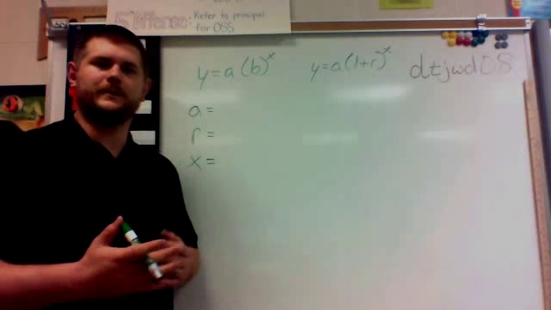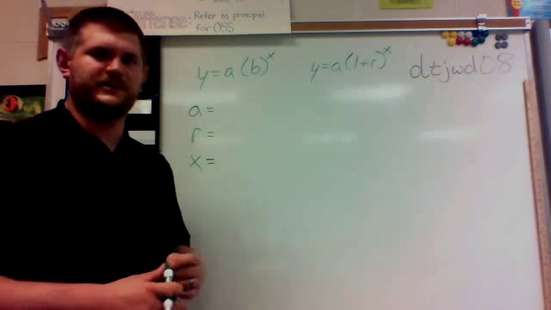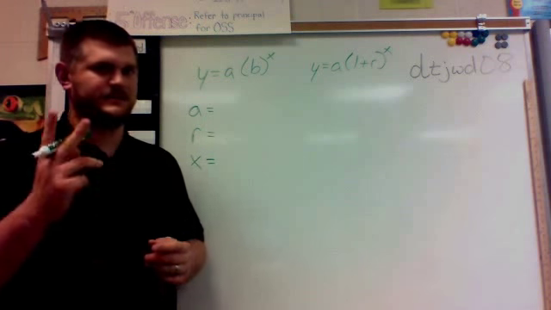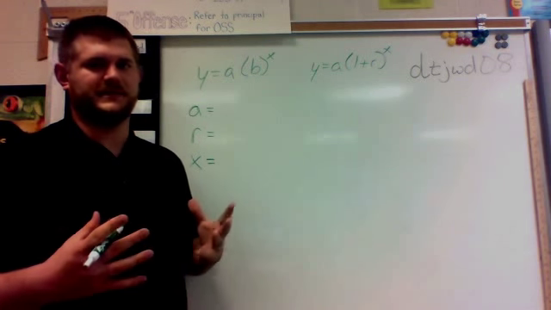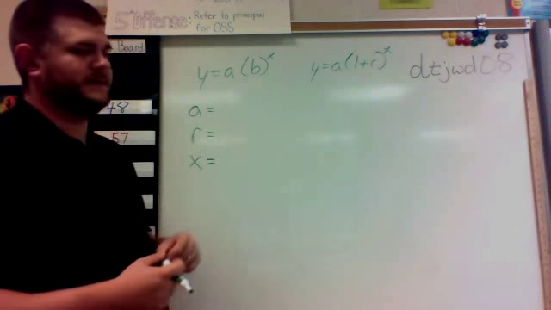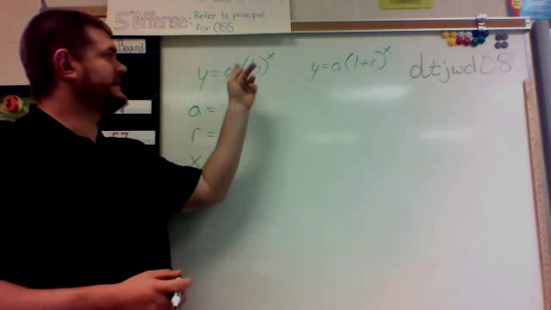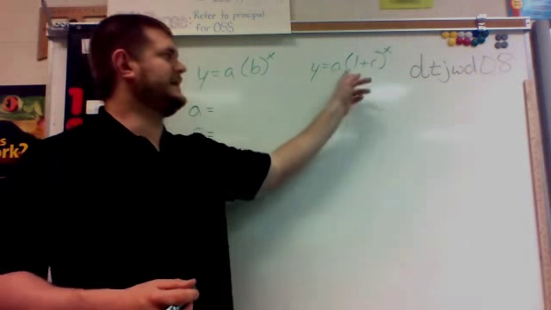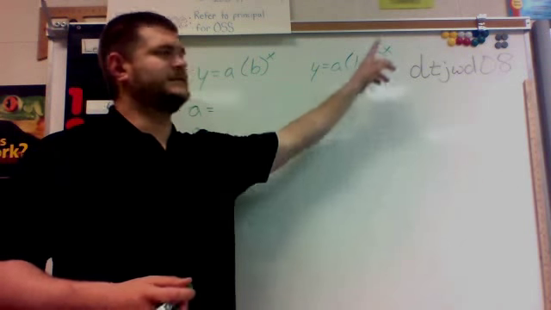All right, so today what we're going to be talking about is how to write exponential equations whenever we have a word problem. We're looking at two different types of formulas, and we're going to focus on them here at the beginning. The two formulas we have are y equals a times b to the x power, and y equals a times 1 plus r to the x power.